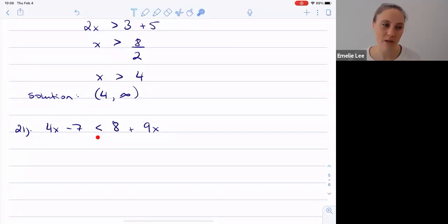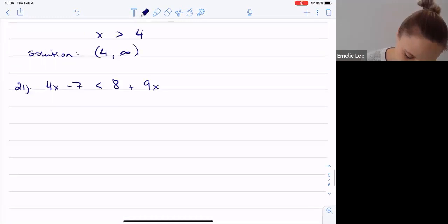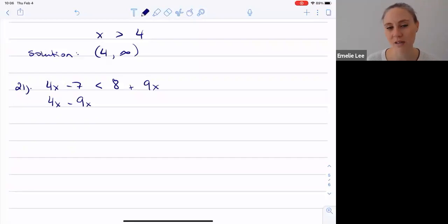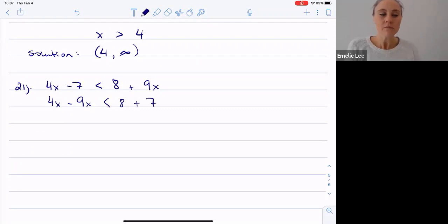So same deal, right? Just to emphasize, I'm going to bring this 9x over to the left-hand side, and I'm going to bring this 7 over to the right-hand side. I'm going to do it in one move, okay? So here we go. So I get 4x minus 9x. Subtracting is fine, right? It's the division that's bad. Well, not bad, but we have to switch the sign. Is less than 8 plus 7, right? So adding 7 to both sides is fine as well.